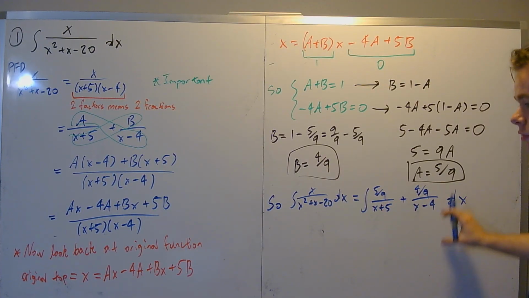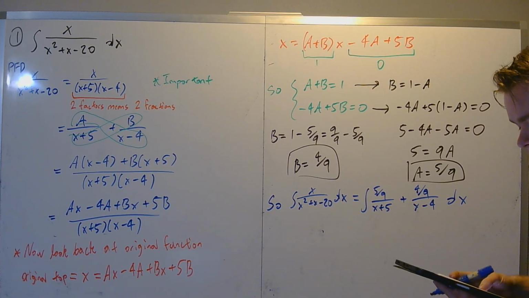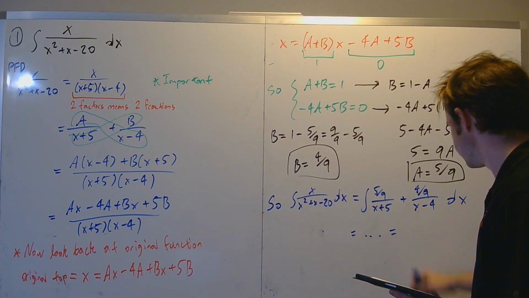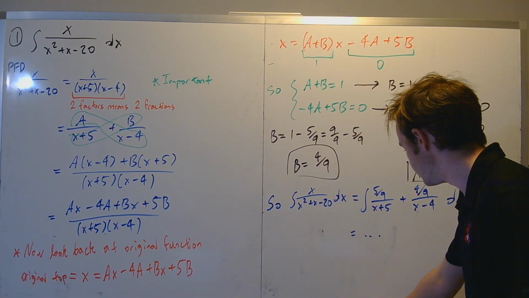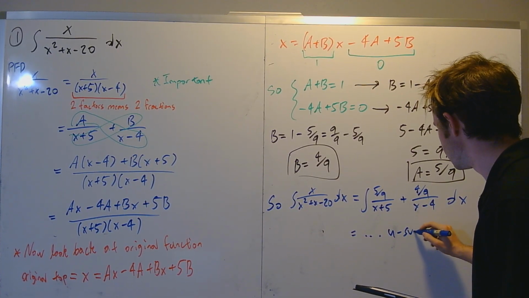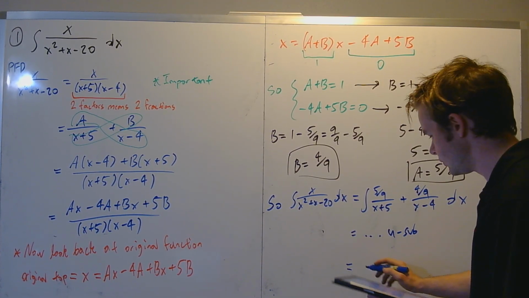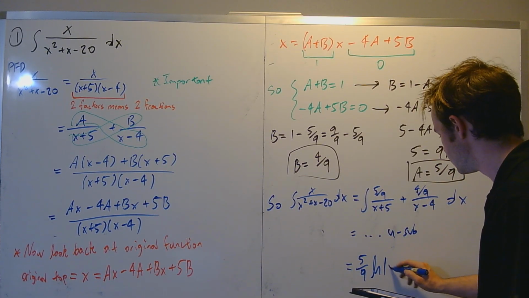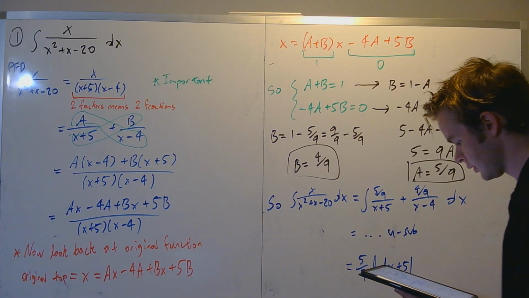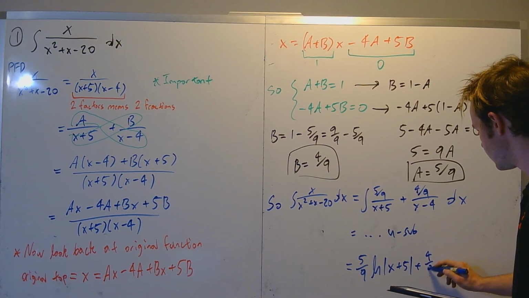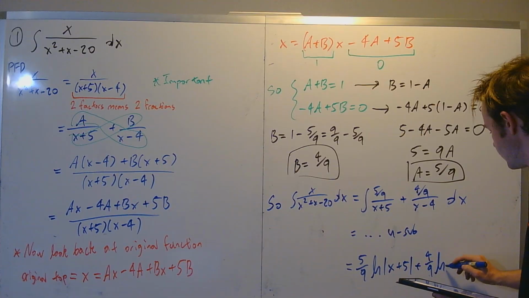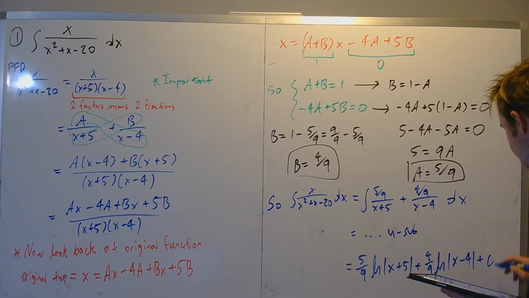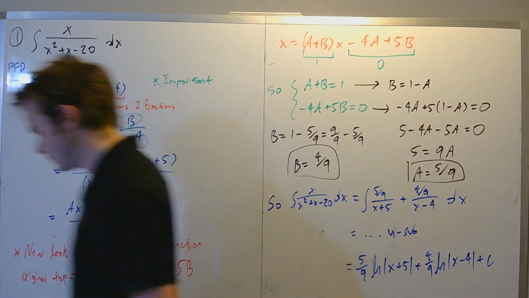Right, and from here you can actually just use u substitution. So I would break it into two different integrals, and then I would use u substitution. So equals... So this is u substitution. And your answer is going to be 5/9 natural log of the absolute value of x plus 5 plus 4/9 natural log of the absolute value of x minus 4 plus c. Okay, so that's our answer.